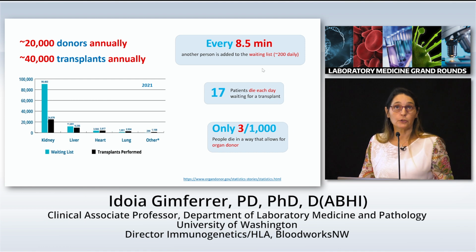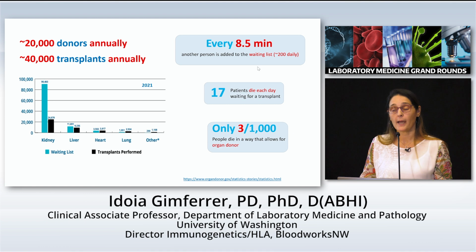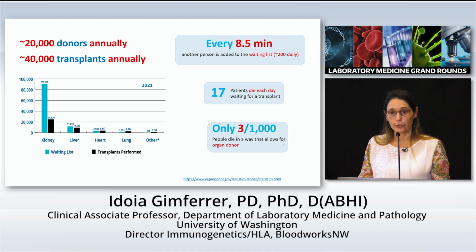Every 8.5 minutes, we add another person to the waiting list. It's about 200 per day. 17 people die waiting for an organ every day. And of all the people that die in the United States, only 3 out of 1,000 die in a way that they can be a donor, because you have to be in a hospital, in a controlled environment, and then you can be a donor.